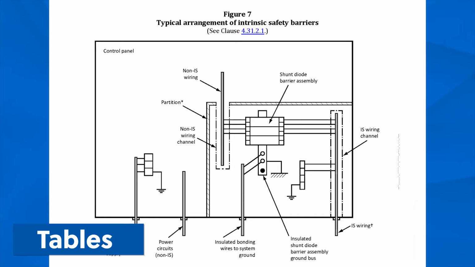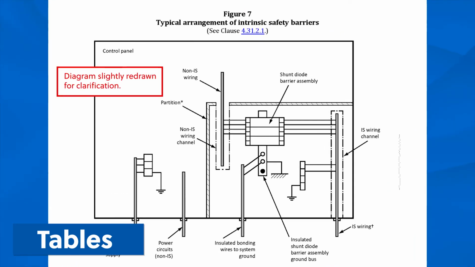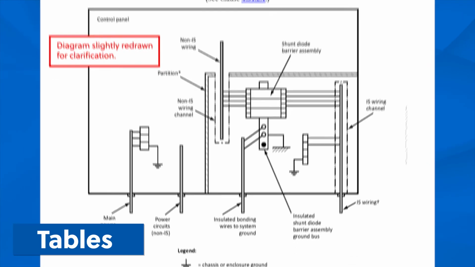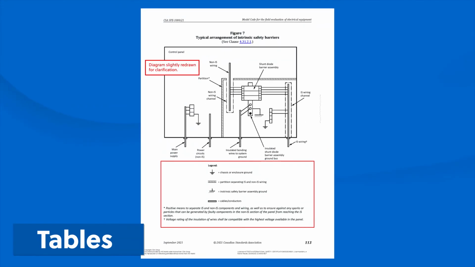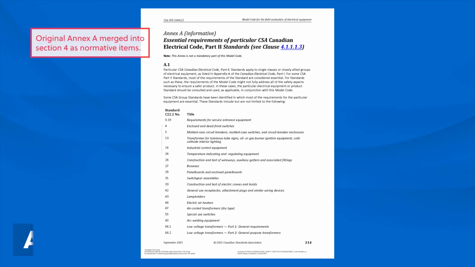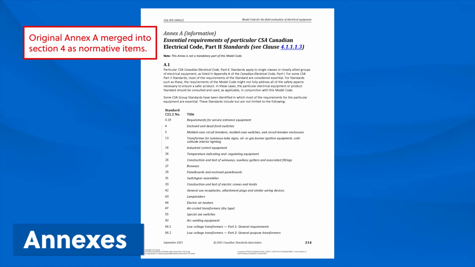The diagram for the intrinsic safety barriers was slightly redrawn for clarification, and the legend under the diagram expanded with a note added. So here I've made a note. The original Annex A was merged into Section 4 as normative sections, which also means that the section numbers have been bumped downwards. There are a number of highlights here for new references.